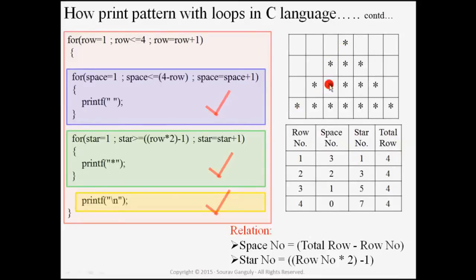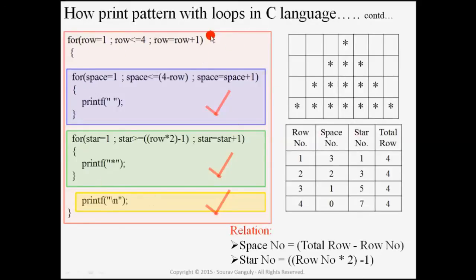Star number 1, 3, 5, 7, and total row number is 4. Space number is total row minus row number. Yes, this total row number is 4 minus row number 1. 4 minus 1, 3. This is 4 minus 2, 2. 4 minus 3, 1, and 4 minus 4, 0. And star number is row number into 2 minus 1. That means this is 1 star. Row number is 1. 1 into 2, 2, minus 1, 1. This is 3. 2 into 2, 4, minus 1, 3. And by this way, we calculate all the star numbers.